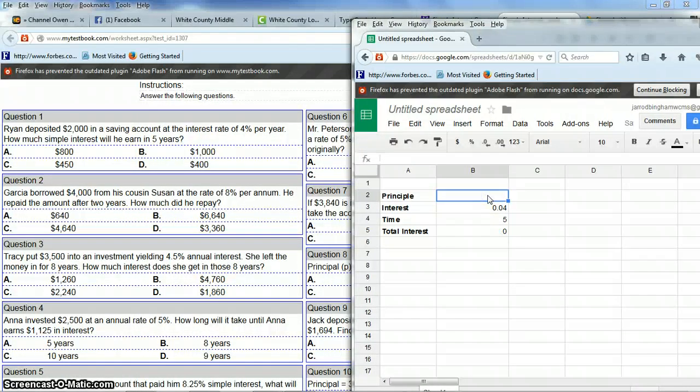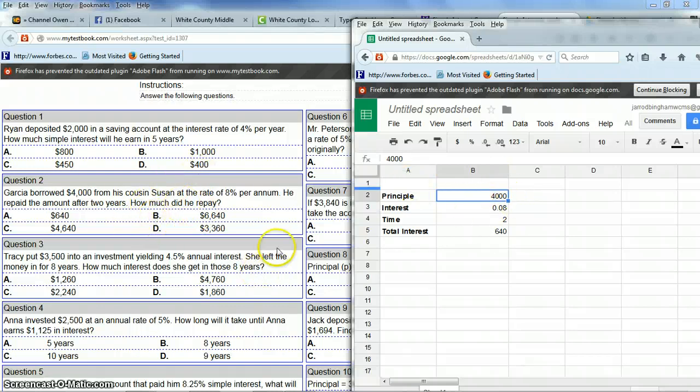And on this one, I'm going to clear off what I've done, but not clear the last one, because that's where my formula is. And I'm going to put $4,000. Okay. And then the interest rate is 8%, which is 0.08. And then the time, it took 2 years. It was 8% per year, so I'm going to put a 2 for years. And it gives me $640 interest. I don't have to manually do any of it. And you could figure out any of these problems using this one formula without doing any other work.